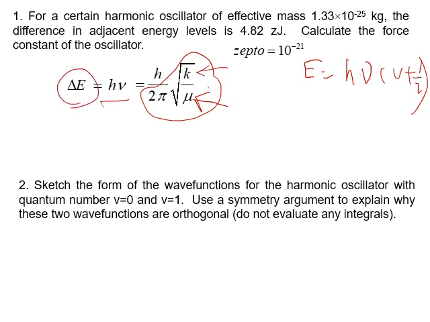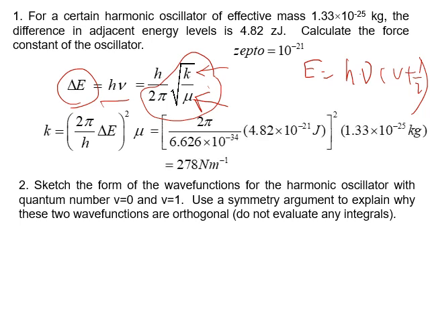So modify this equation. So k is 2 pi over h, delta E, squared, times mu. Okay, plug in everything, and that gives you 278 newtons per meter. Question number 2. Sketch the form of the wave function of the harmonic oscillator with quantum number v equals 0 and v equals 1. Okay, so this is similar, the wave function shape is similar to the 1D box model.